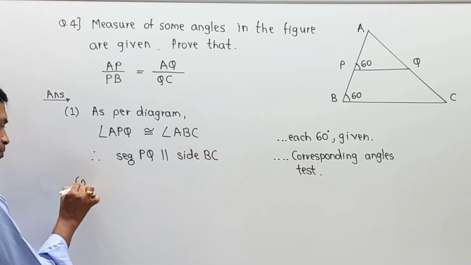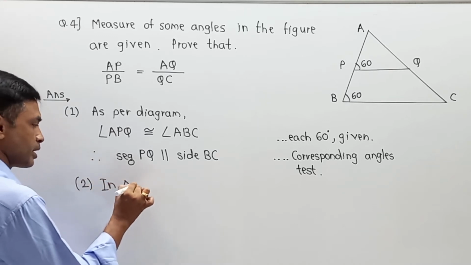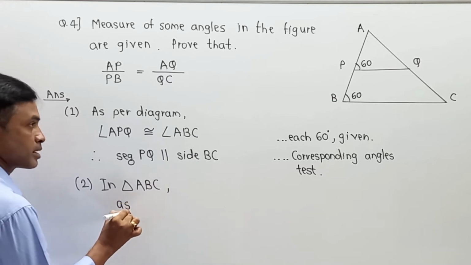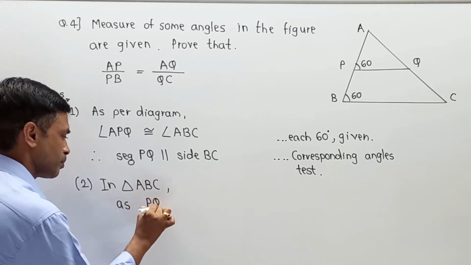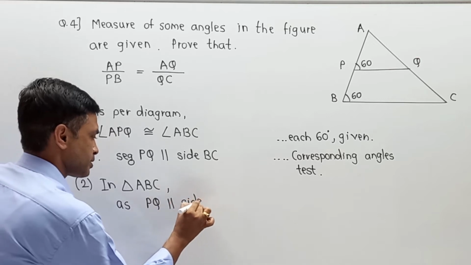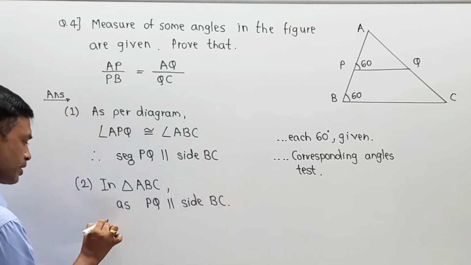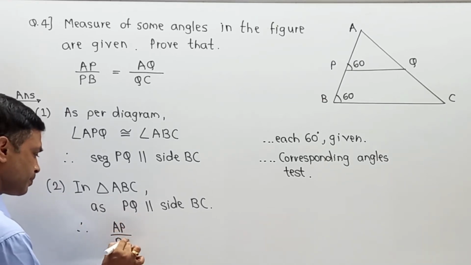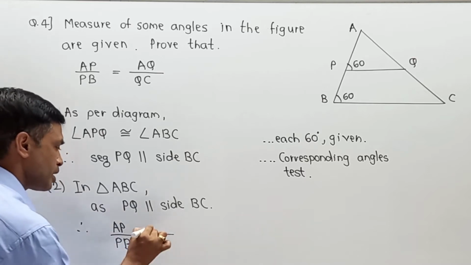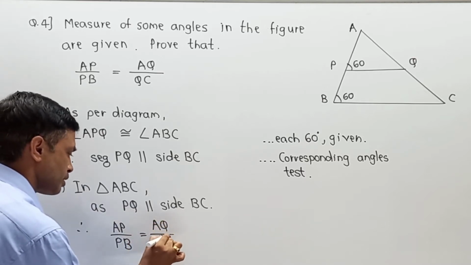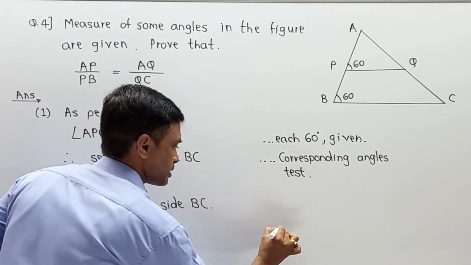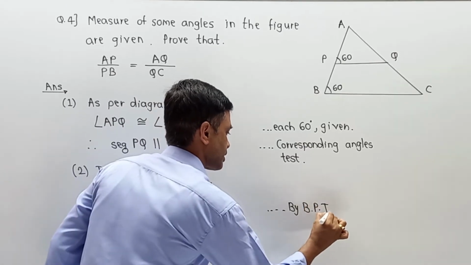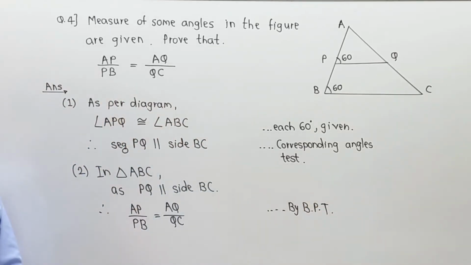So, in the second part, in triangle ABC, as PQ is parallel to side BC, therefore AP upon PB is equal to AQ upon QC, and this is nothing but by the basic proportionality theorem. And in this way you can complete the numerical.